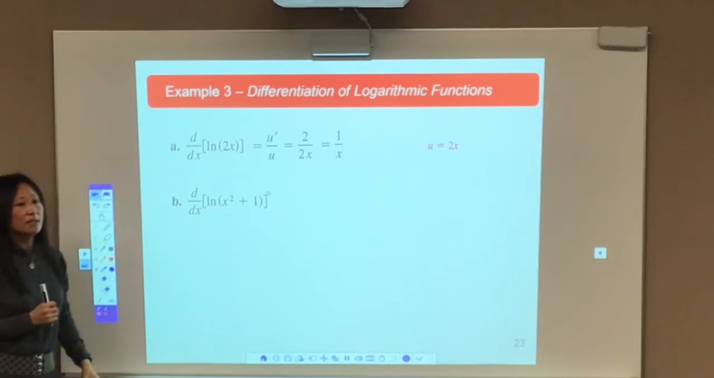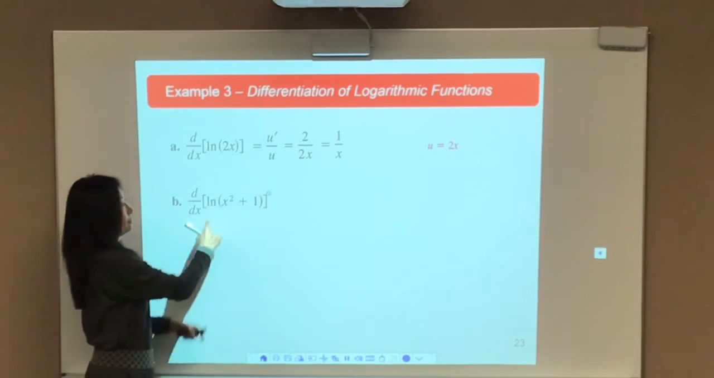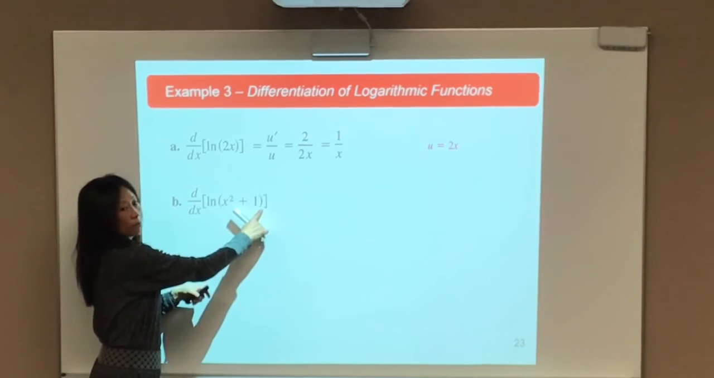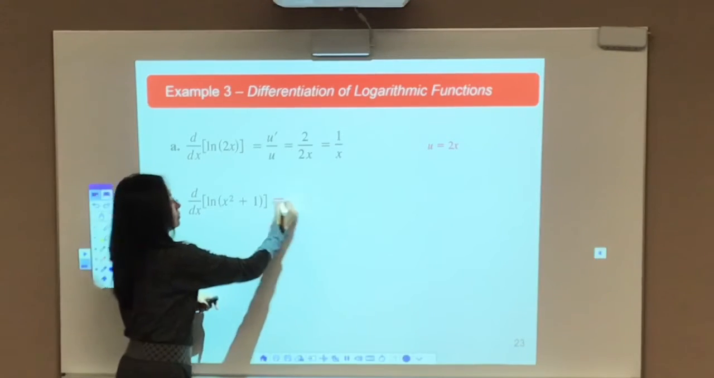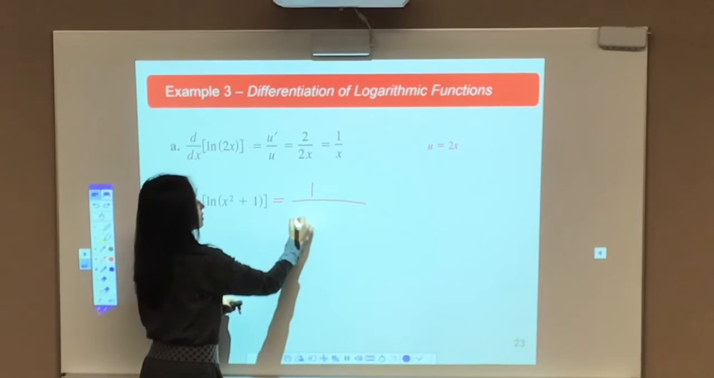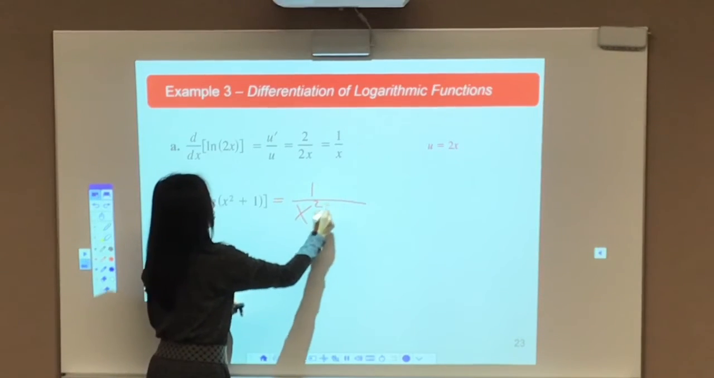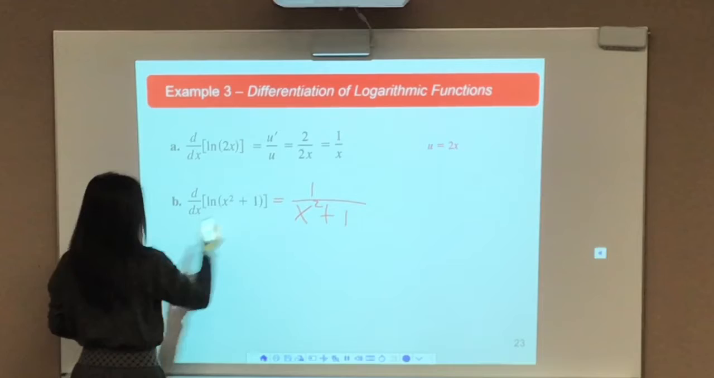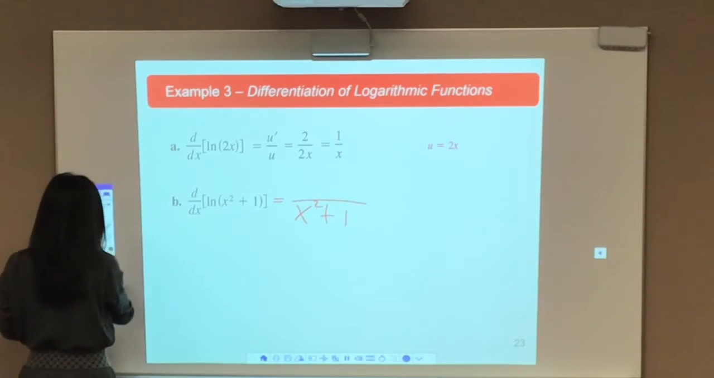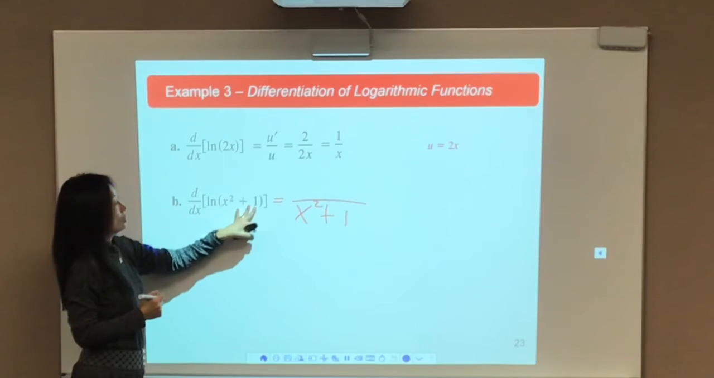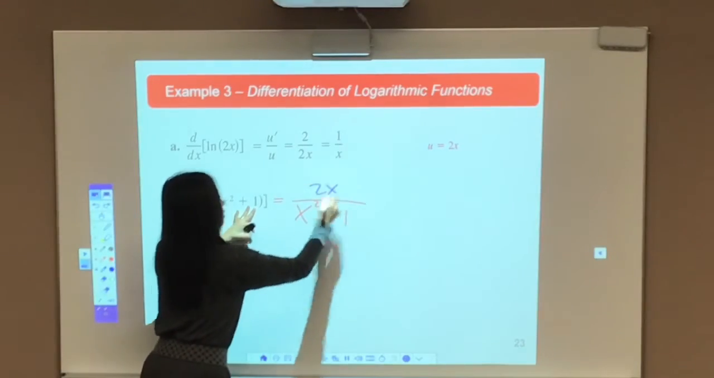I have this one. So what do I need to do? 1 over u, what's my 1 over u? This, x squared plus 1. I'm going to skip this part so I can put my du. What's my du? 2x. So I'm done.